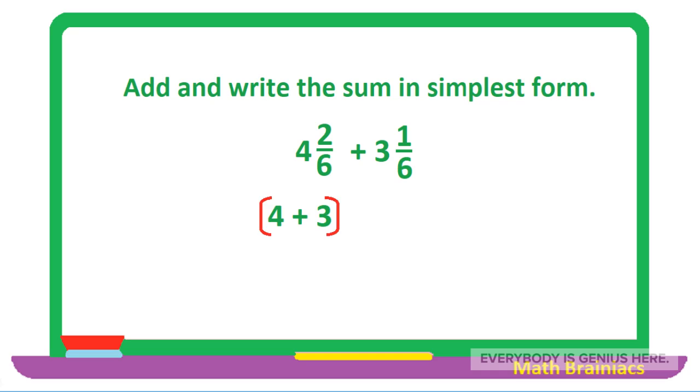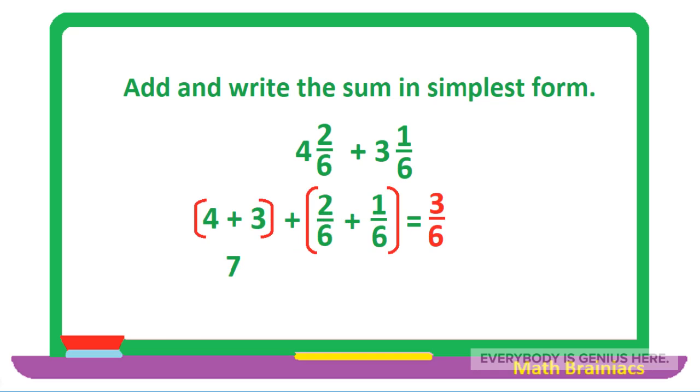We are going to work on the whole numbers first. Accordingly, 4 plus 3 will give us 7. Now we can work on the fractions. Similarly, we can add now the 2 over 6 plus 1 over 6. Since the denominators are the same, we are going to leave it as it is. And we can work on the numerator. 2 plus 1 will give us 3. Therefore, our fraction is 3 over 6.